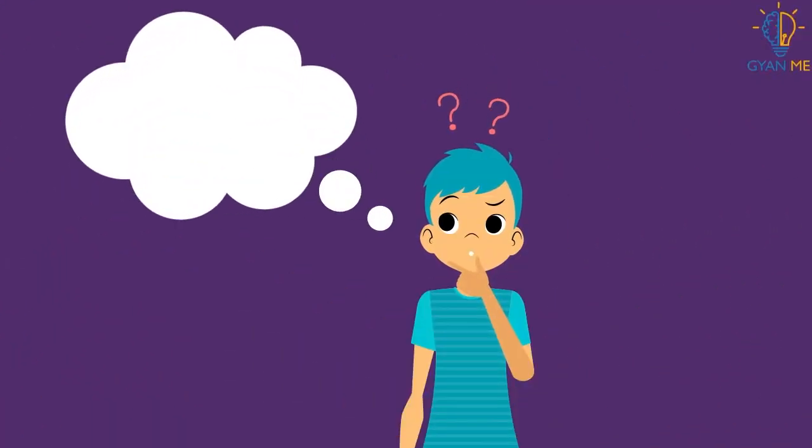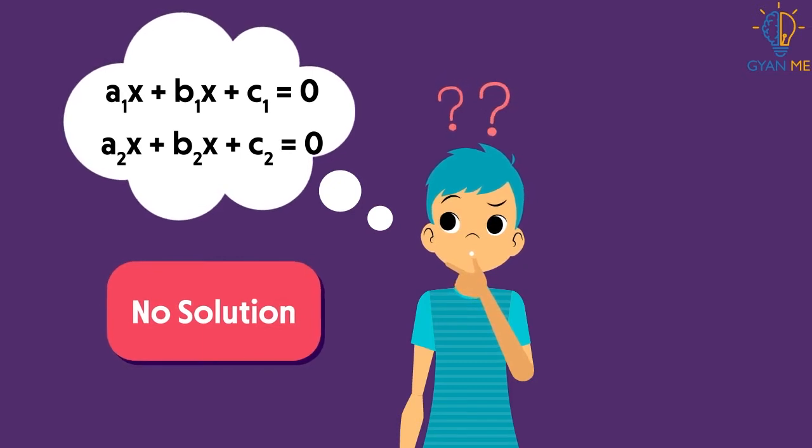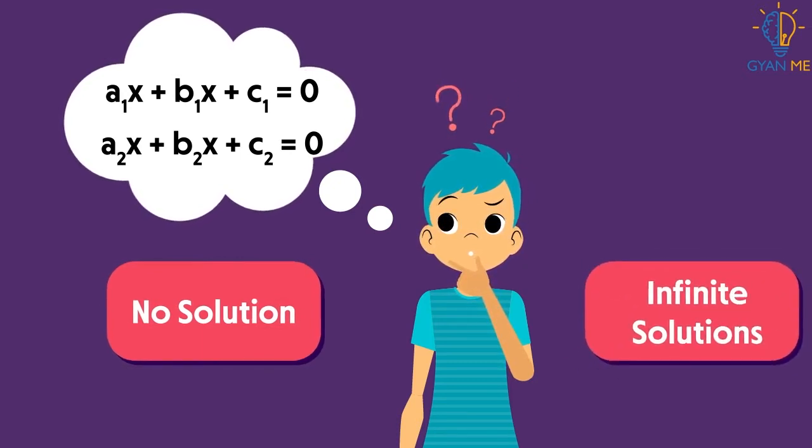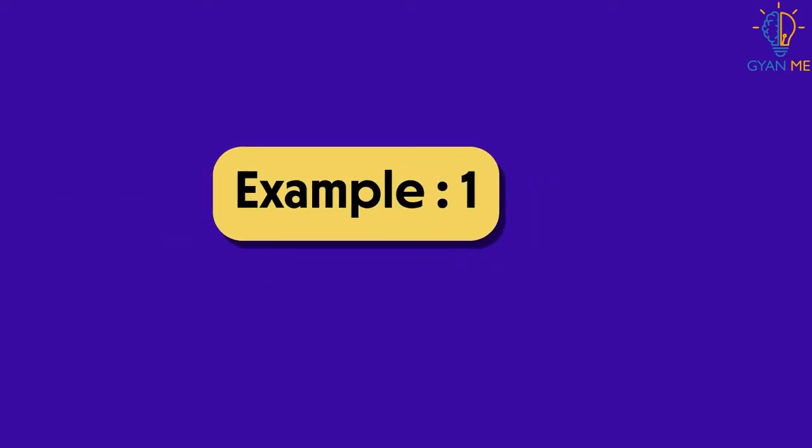But students, is it possible that a pair of equations have no solution or have infinite solutions? Are these situations possible? Let us today see examples of such pair of equations which have no solutions or many solutions. Let's start with example 1.